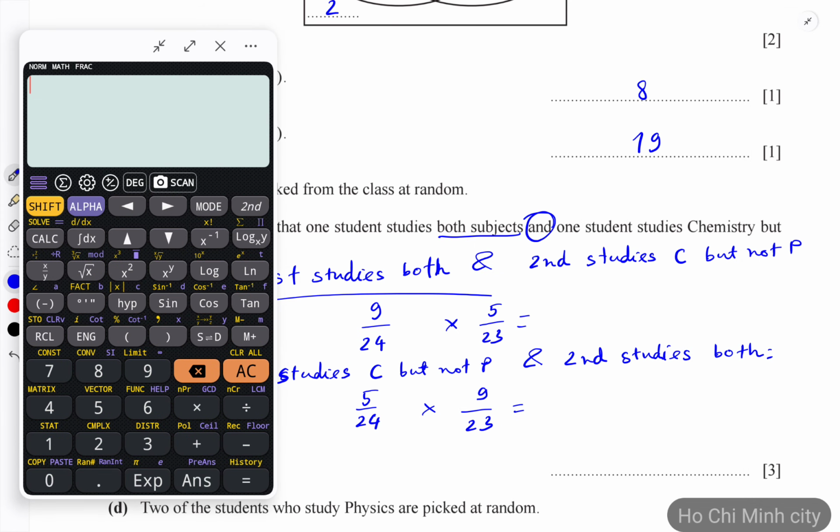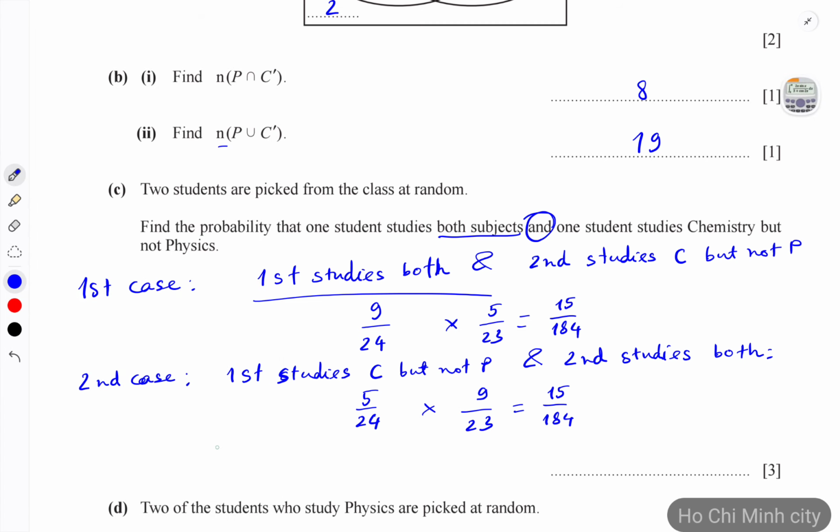9 over 24 times 5 over 23 is 15 over 184. 5 over 24 times 9 over 23 is 15 over 184. So the probability is going to be 15 over 184 times 2, which is 15 over 92.